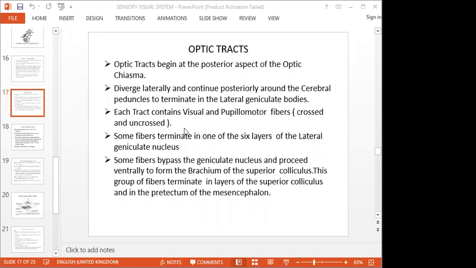Some fibers terminate in one of the 6 layers of the lateral geniculate nucleus, and some fibers bypass the geniculate nucleus and proceed ventrally to form the brachium of the superior colliculus. This group of fibers terminates in layers of the superior colliculus and in the pretectum of the mesencephalon of the brain.